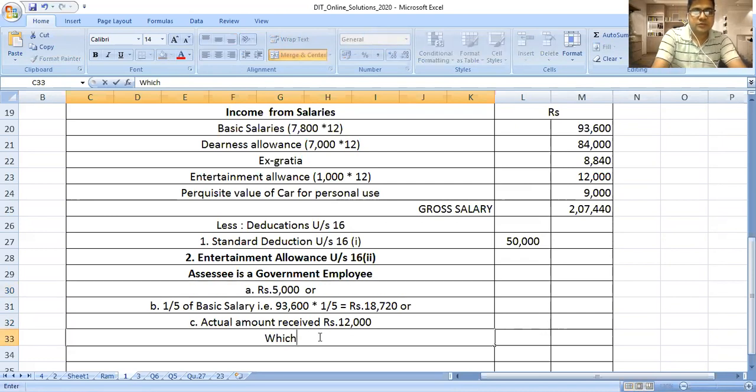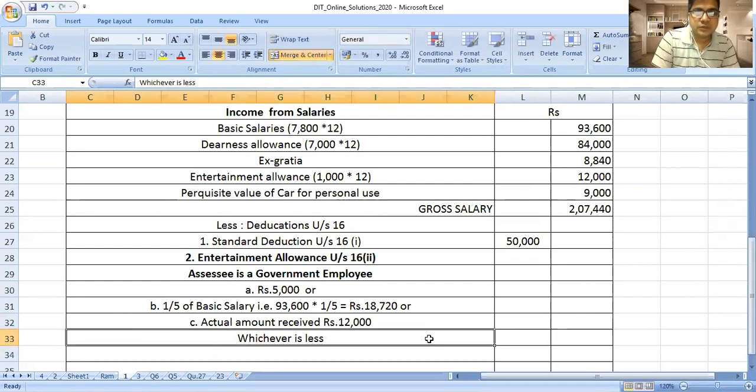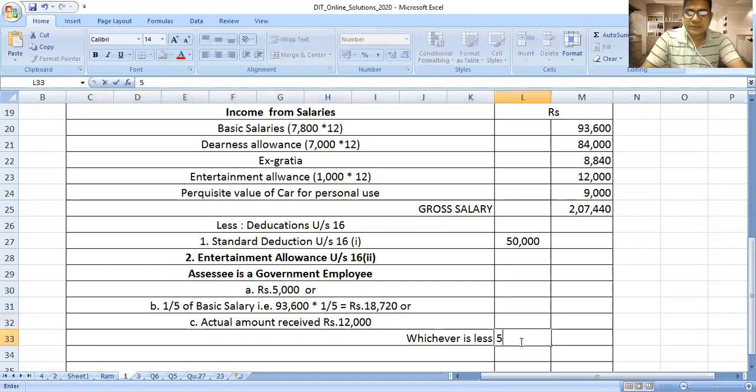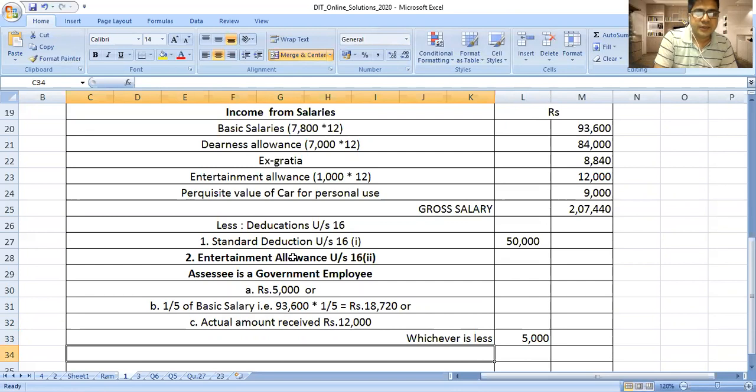Whichever is less. We have to see which one is the least value: 5,000, 18,720 or 12,000. The least is 5,000. So 5,000 will be the entertainment allowance deduction.